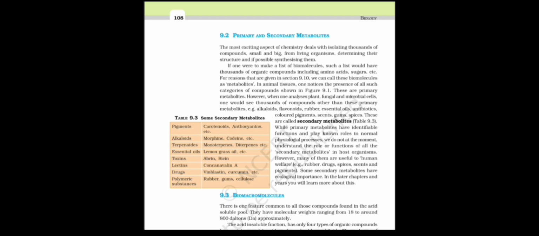Table 9.3. Some secondary metabolites. Pigments: carotenoids, anthocyanins, etc. Alkaloids: morphine, codeine, etc. Terpenoids: monoterpenes, diterpenes, etc. Essential oils: lemongrass oil, etc. Toxins: abrin, ricin. Lectins: concanavalin A. Drugs: vinblastine, curcumin, etc. Polymeric substances: rubber, gum, cellulose.